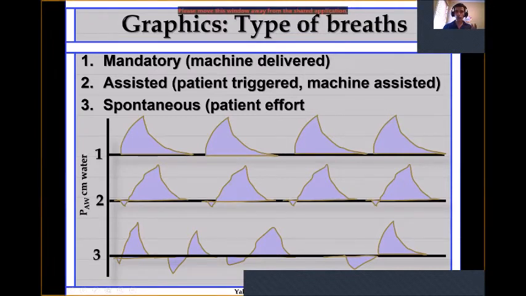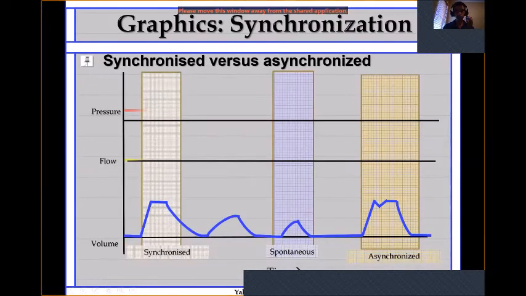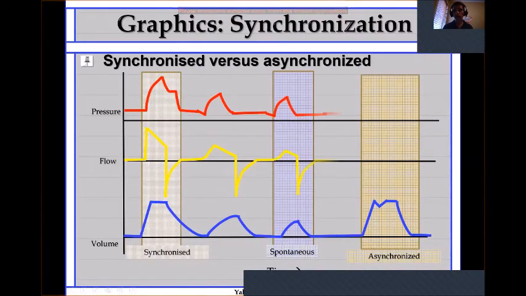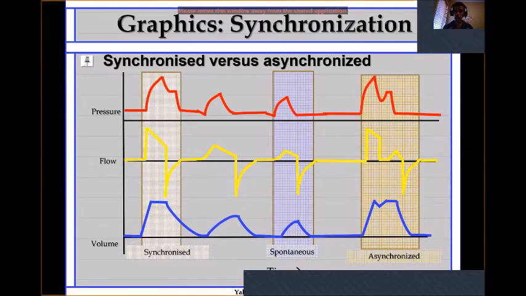So graphics will show us also the type of breath. Graphics showing changes between parameters with recurrent breathing also show us the respiratory phases or respiratory cycle, but also show us the changes with time, and also give us an idea of the type of the breaths. Also, graphics will show us whether there is synchronization or no synchronization. Is the machine-delivered breath, the mandatory, synchronized with the spontaneous or not?